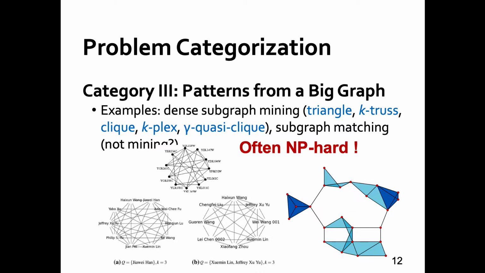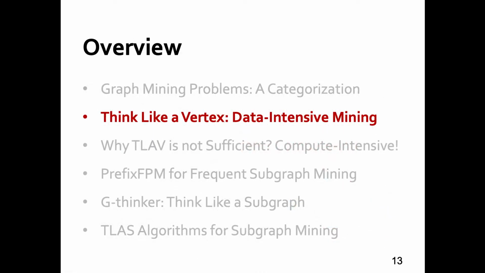Unlike iterative algorithms in category 1, where the output size is linear to the size of the input graph, the last two categories of problems output subgraphs that may overlap, and the output size can be exponential. Next, I will introduce the first category of graph mining problems that are solved by iterative algorithms. I will focus on the think like a vertex programming model that is used to parallelize such algorithms.